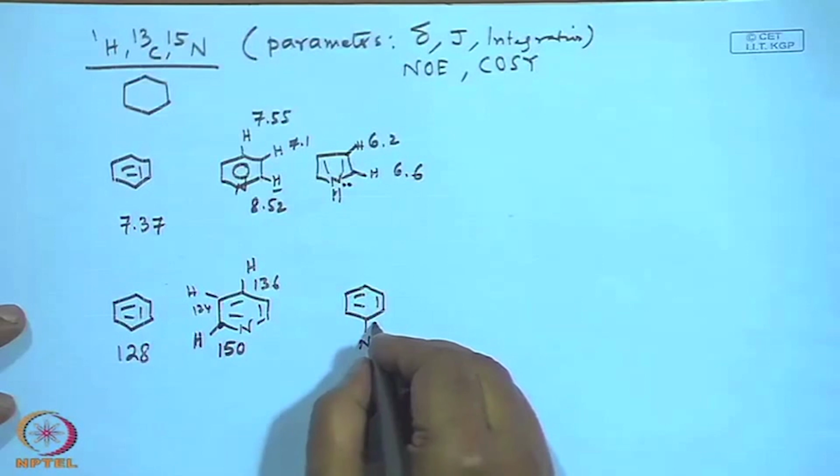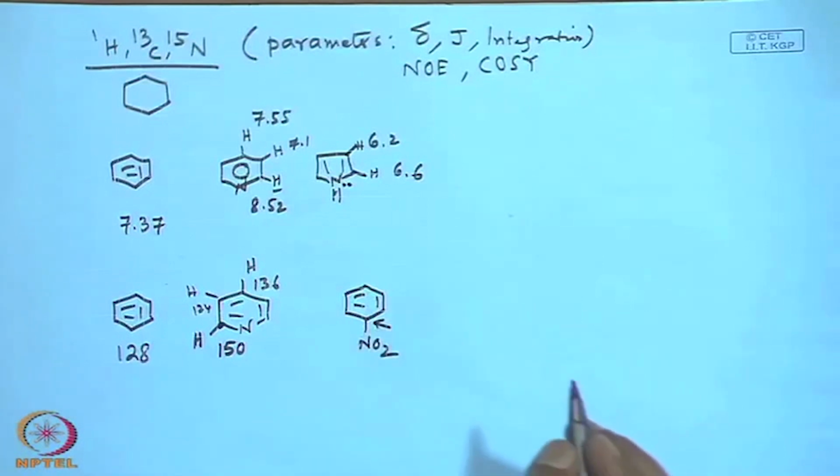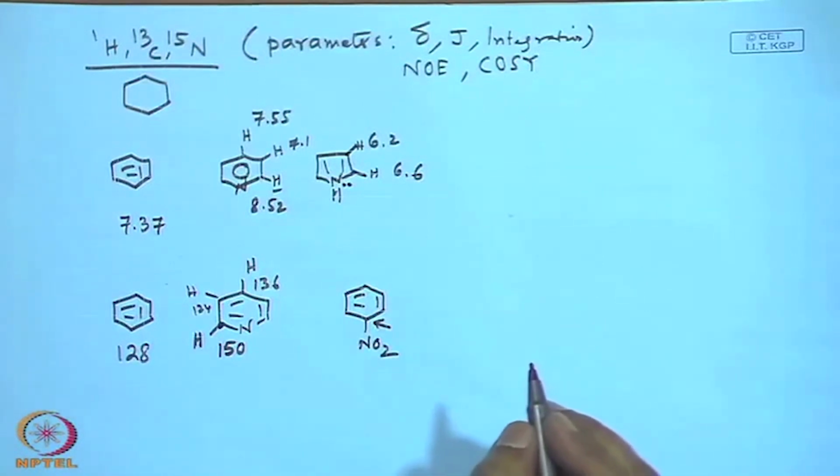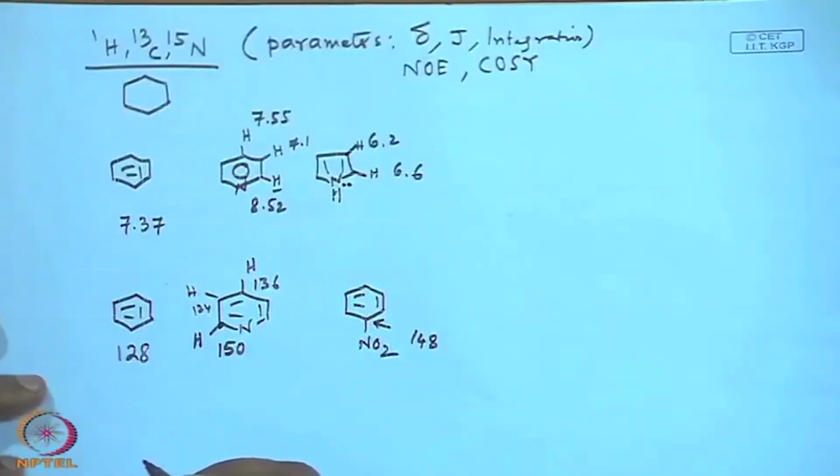What should be the chemical shift value of this carbon? You know now the base value, 128. So, you have a nitrogen now attached to it, an electron withdrawing group. So, again 150, well, in this case it is close to 148. Okay.